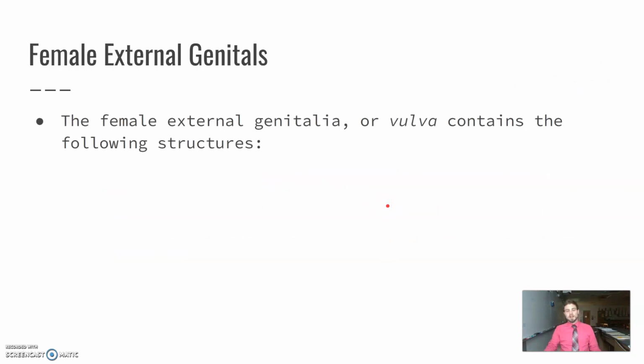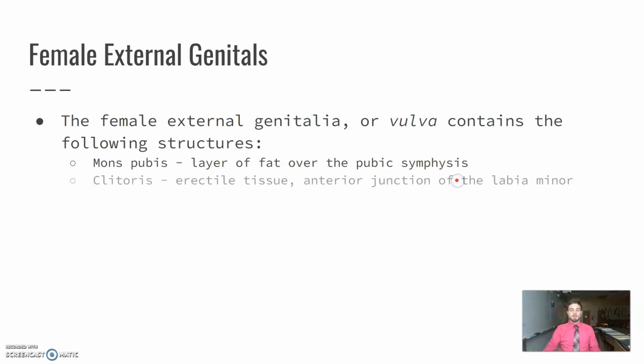The external genitalia, otherwise known as the vulva, in females is going to contain these structures here. I'm just going to list them out. The mons pubis, which is a layer of fat that lies directly over top of the pubic symphysis. You have the clitoris, which is erectile tissue. It's actually very, very similar to the penis in men, especially if you look at it from a developmental standpoint. Going to be found at the anterior junction of the labia minora. And we'll talk about the labia here in a second.